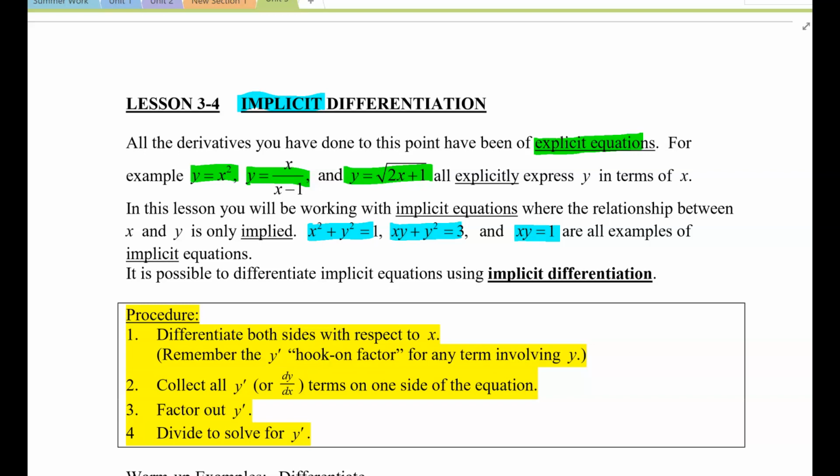Just a reminder about the procedures. We're going to differentiate both sides with respect to x and use the chain rule, the hook-on factor, for any terms involving y. And we'll have to collect those terms on one side, factor it out if possible, and we're definitely going to see that in the examples in this video, and then we'll have to divide that side for y prime. All right, so let's get to it.